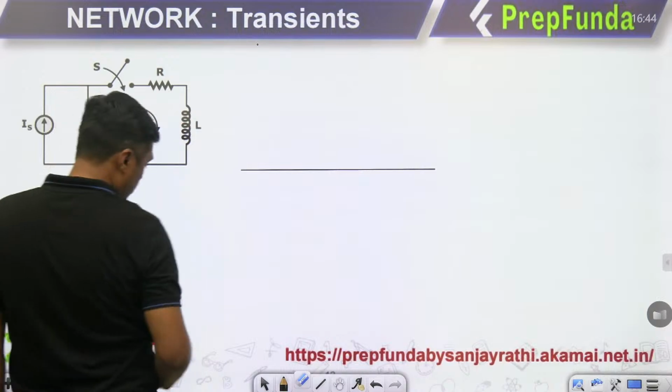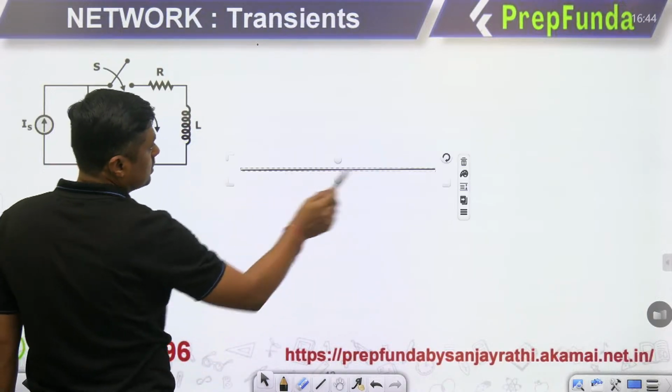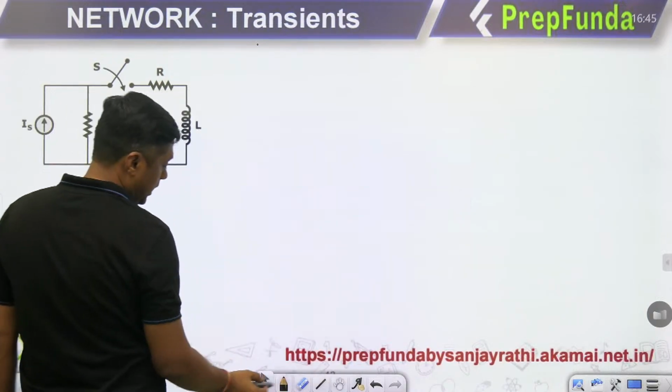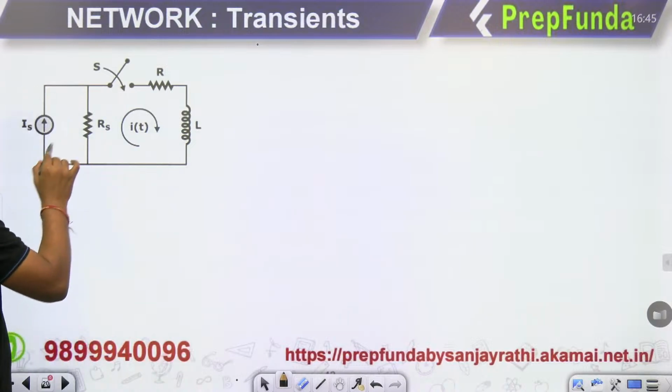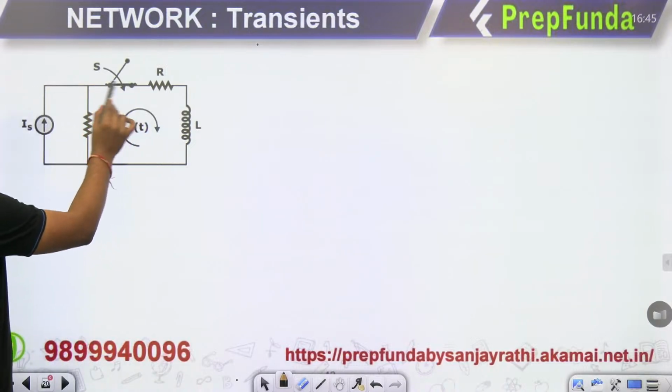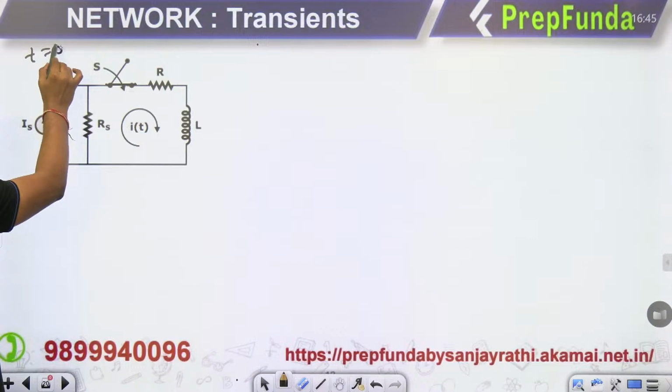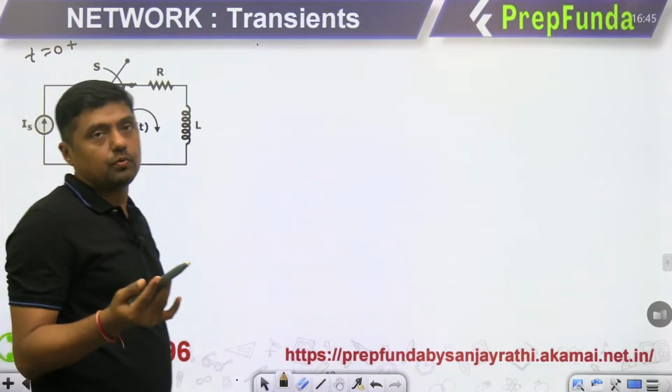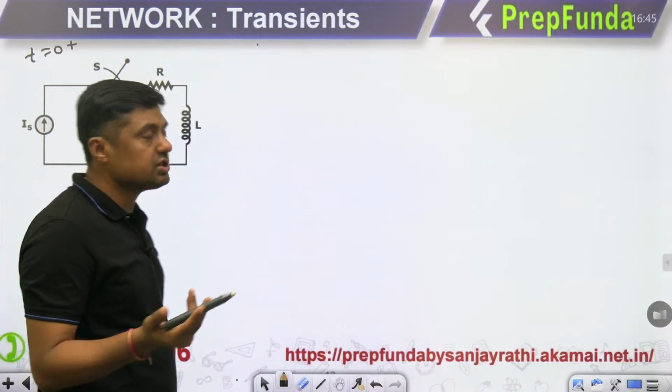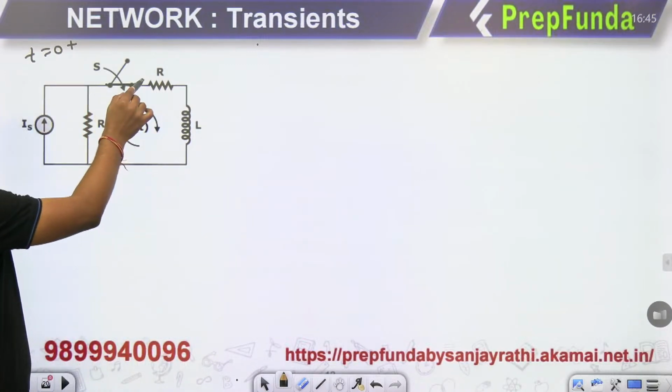Suppose we don't want to convert it into a voltage source. Then watch this. This is the current source. Exactly at t equal to 0 the switch is closed. This is the diagram exactly at 0 plus. What is the current through the inductor? 0. Why? Because an inductor does not allow sudden change of current, and that's why this current is 0.